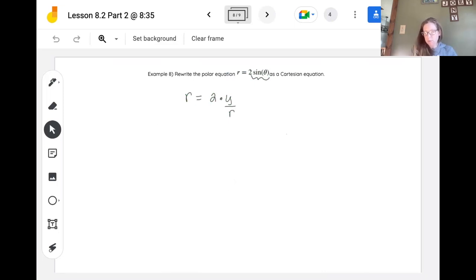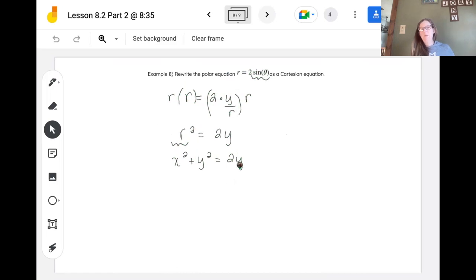So perhaps by multiplying everything by r will help me find the next step. r squared is equal to 2y. And then just like that last example, I'm going to replace r squared with x squared plus y squared is 2y. Not much else we could do to simplify at this point. So we could stop, everything's in x's and y's. We no longer have r.